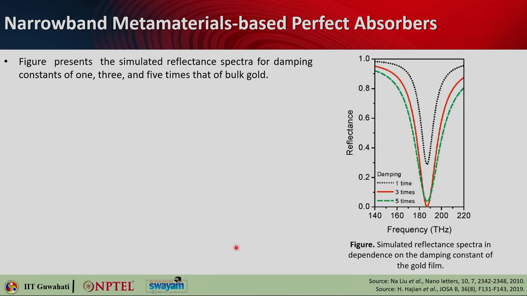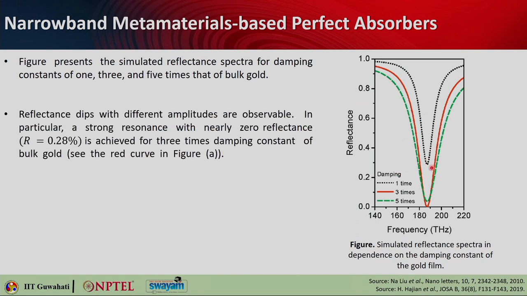With that, these are the simulated reflection spectra plotted when the damping constant is considered to be 1 times, 3 times and 5 times that of bulk gold. Here you see there is a significant difference in the reflection dip, and when the damping constant is 3 times that of bulk gold, you are able to get negligible reflection. It is 0.28%, and this is on a scale up to 1, so you can understand.